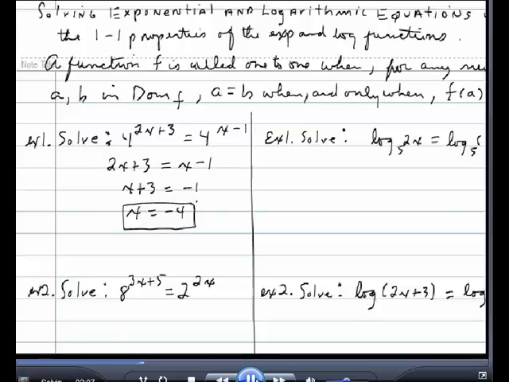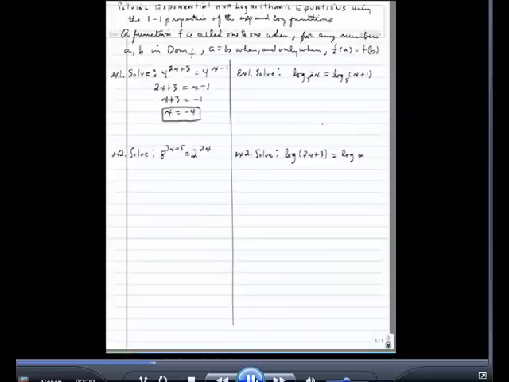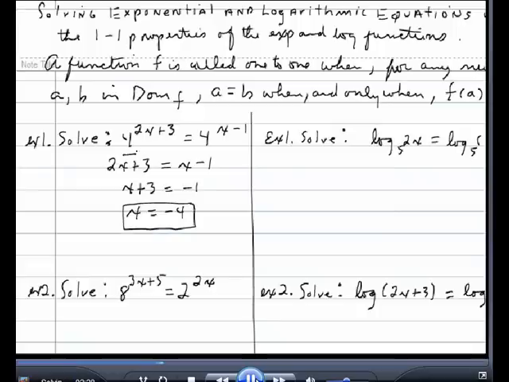Now, as we said, the logarithm is also a one-to-one function, so we can use that same idea. Example 1 on the right says to solve log base 5 of 2x is equal to log base 5 of x plus 1. Now, it's important if you're going to use this principle that they be the same log base on both sides. Just like in the first example, we had the same exponential base on both sides, the base 4. Here we have the log base 5 on both sides.